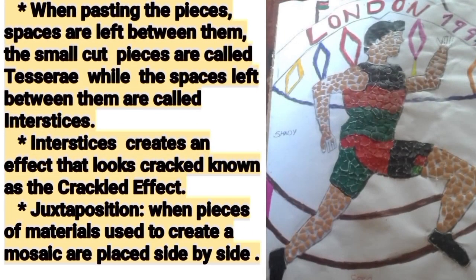Now, when pasting the pieces, spaces are left between them. So the small cut pieces are called tesserae. Those small cut pieces that you will be pasting, we call them tesserae, while the spaces left between them are called interstices. Those small spaces left in between the tesserae, we call them interstices.